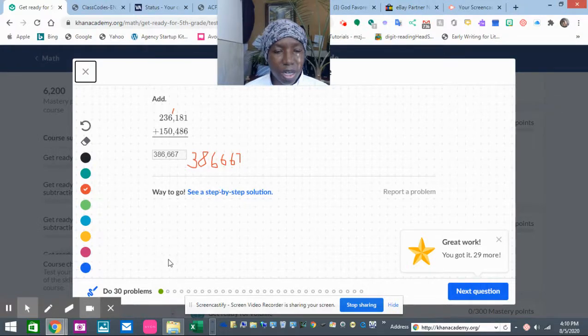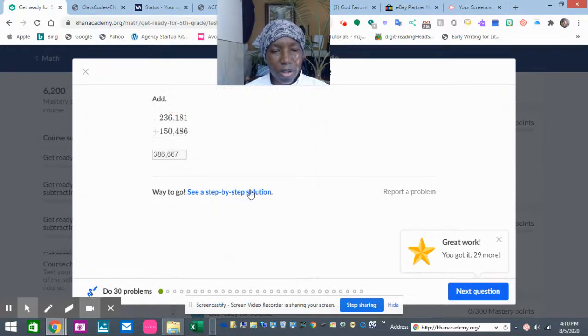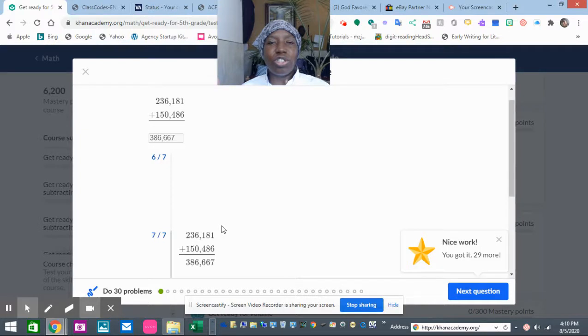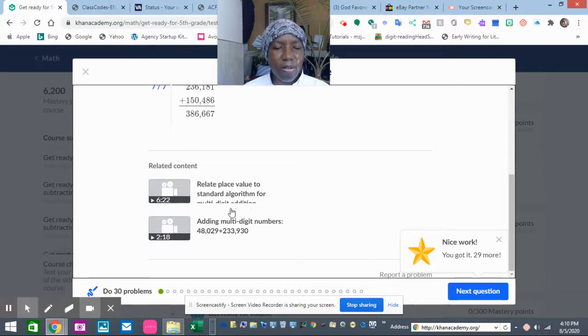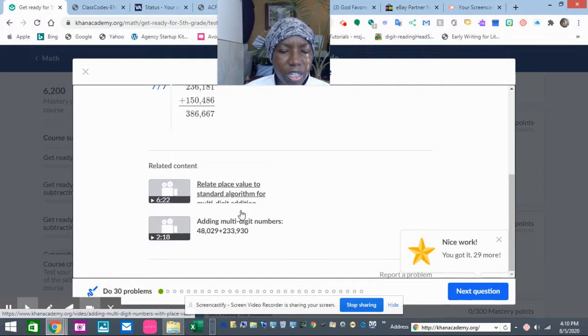And just relax. The first time you go through the challenge, it's like, let me show you what you're supposed to do. So they did the same thing I did, but they're going to show you up here. They're supposed to show you an example of what they did and how they did it. There it is. Relate place value to standard algorithm for multi-digit addition.